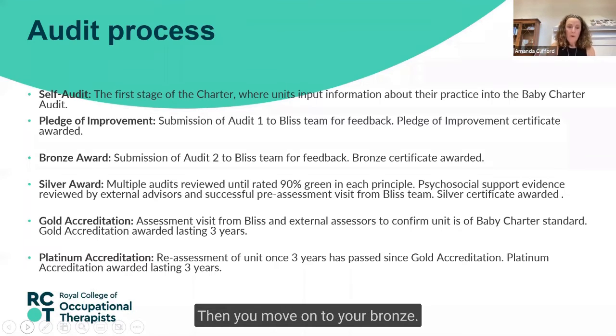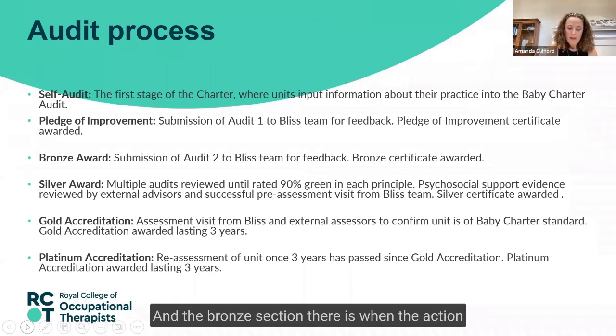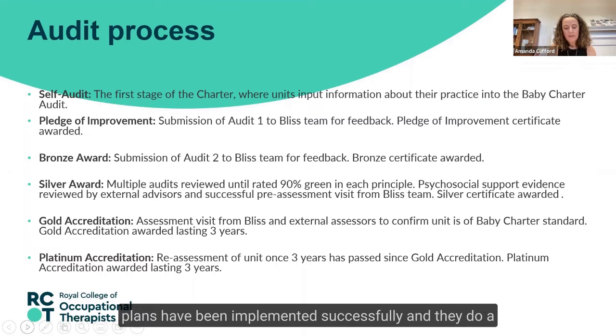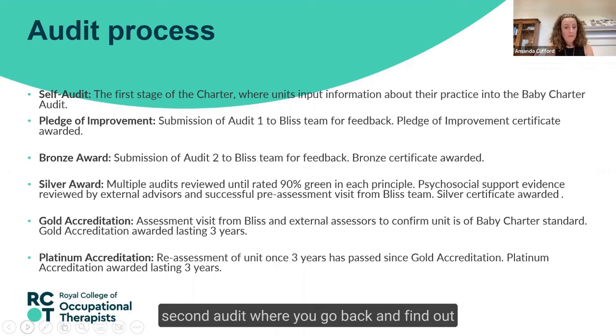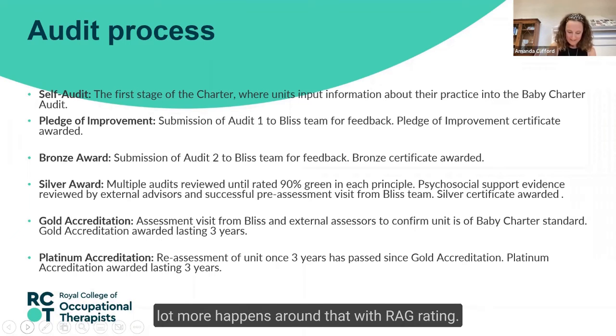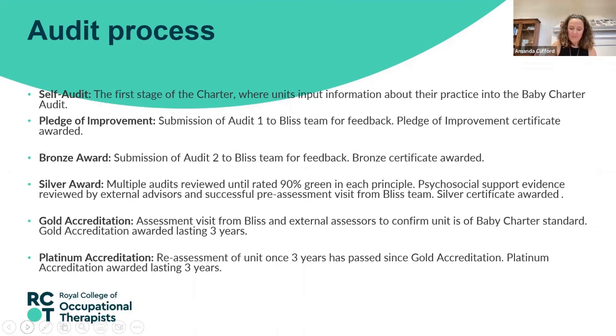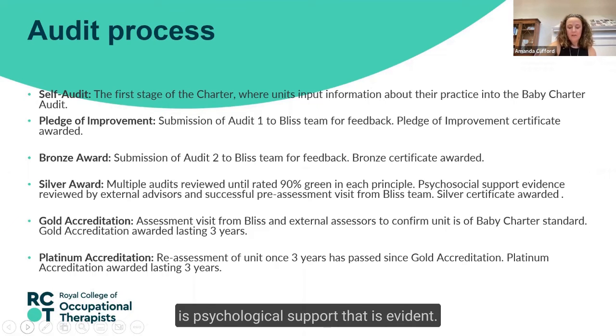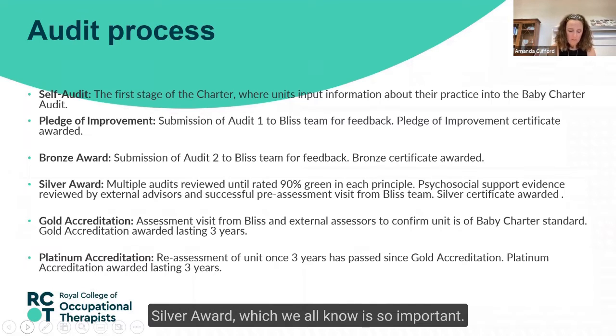Then you move on to your bronze, and the bronze section is when the action plans have been implemented successfully, and you do a second audit where you go back and find out if anything was missing, make changes and improvements as necessary, and get your bronze certificate. You move on to your silver award, which is multiple audits, and a whole lot more happens around that with RAG rating. One important part of this is psychological support being evident, and that's one of the key things for the silver award, which we all know is so important.